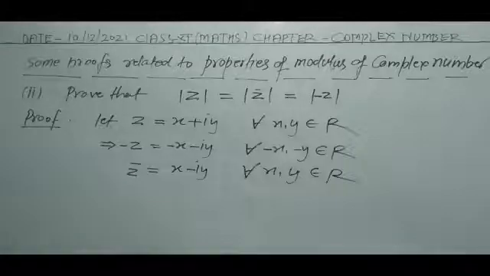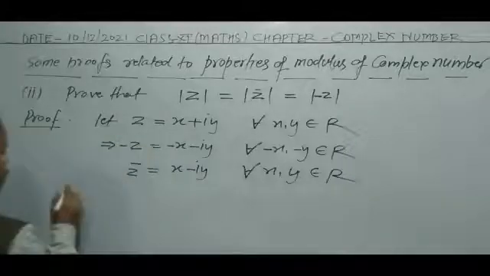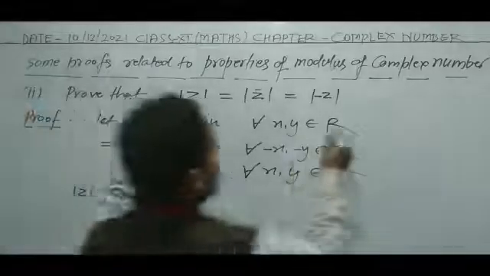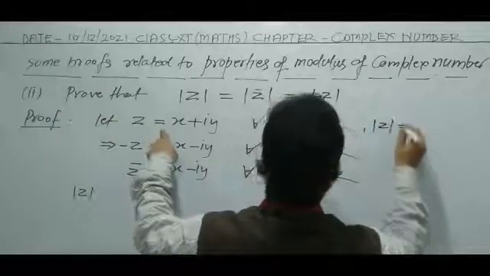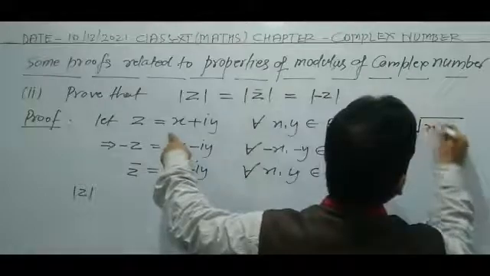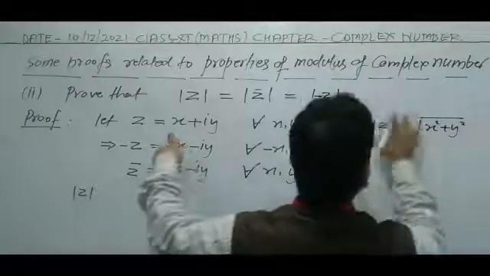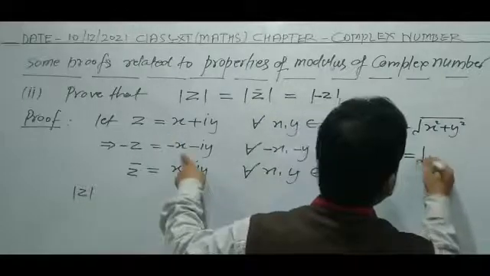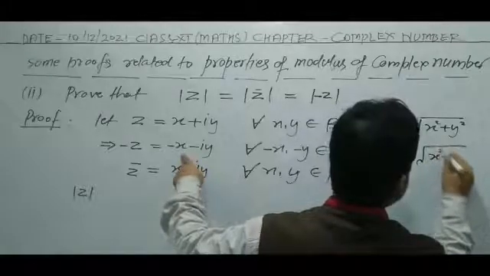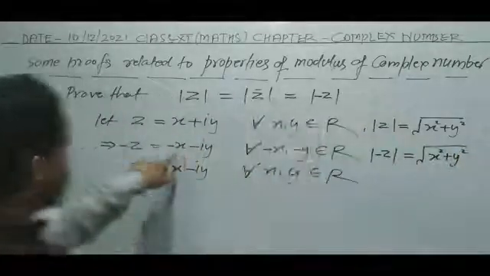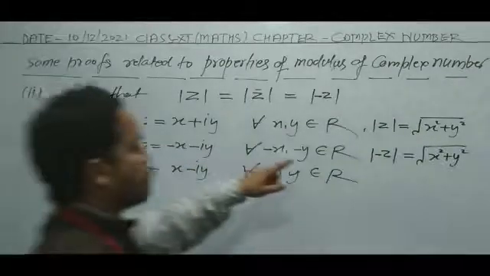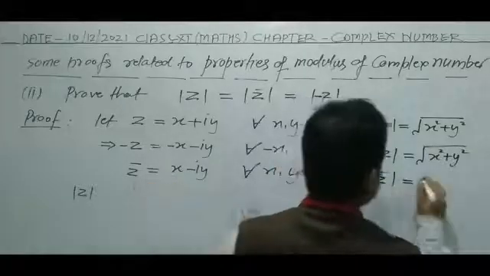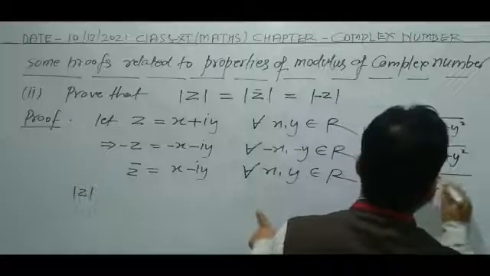So through this first expression we can write mod of Z is equal to root over x square plus y square, and mod of minus Z is equal to root over x square plus y square, because minus x whole square plus minus y whole square result will be same. So this result will be the same.